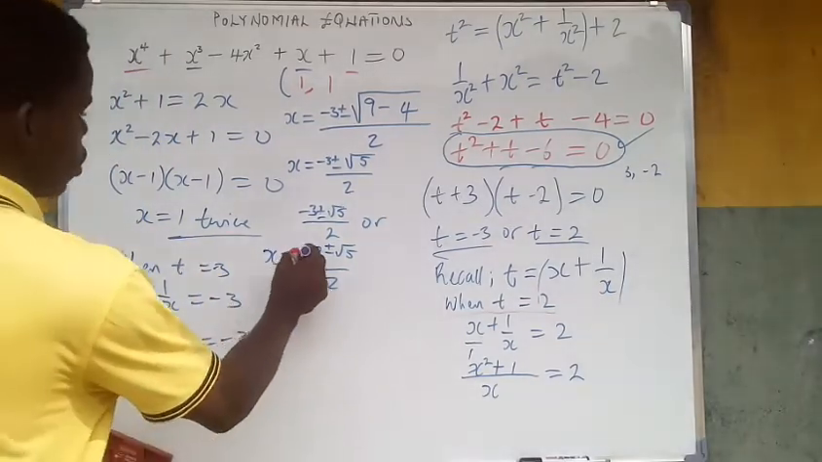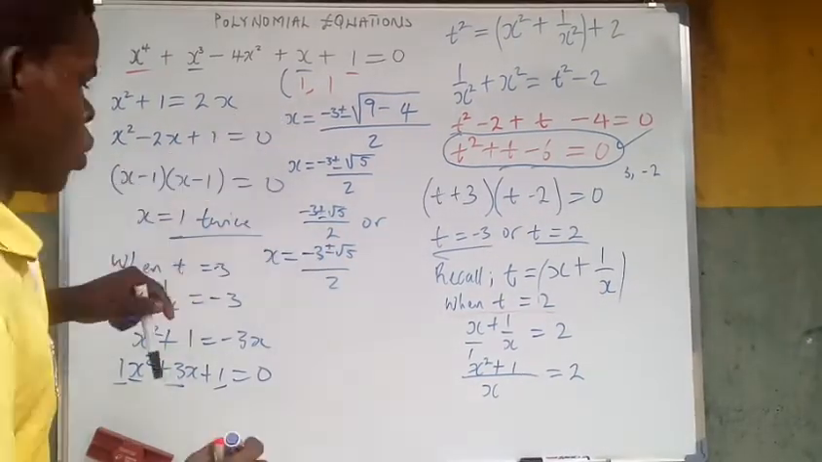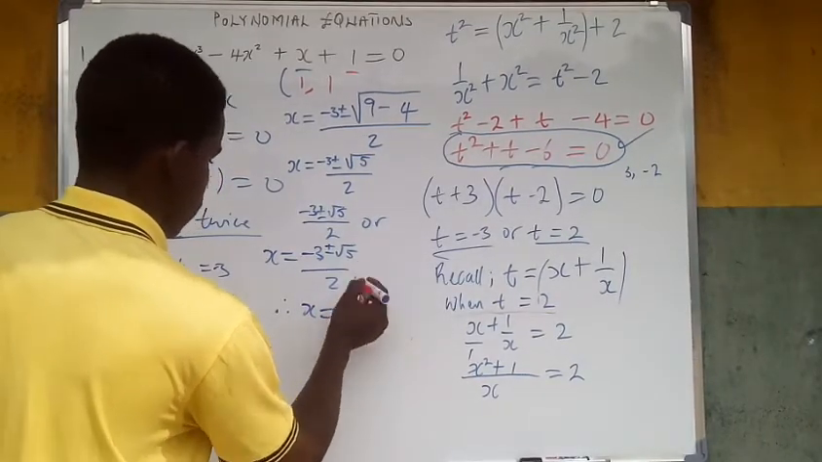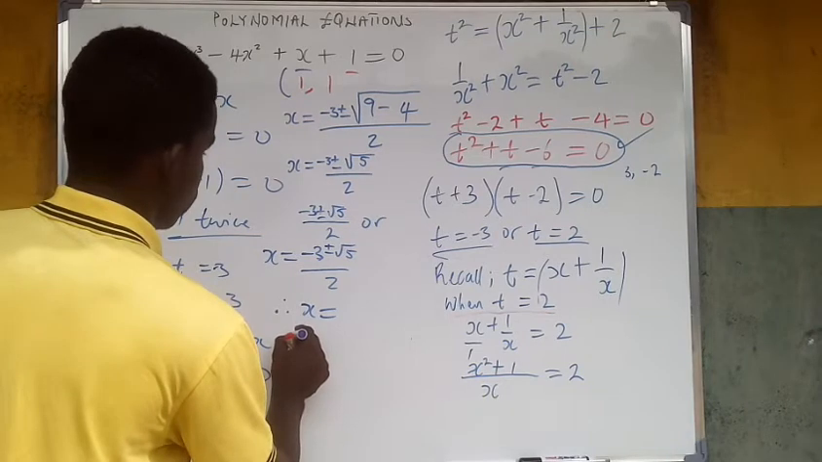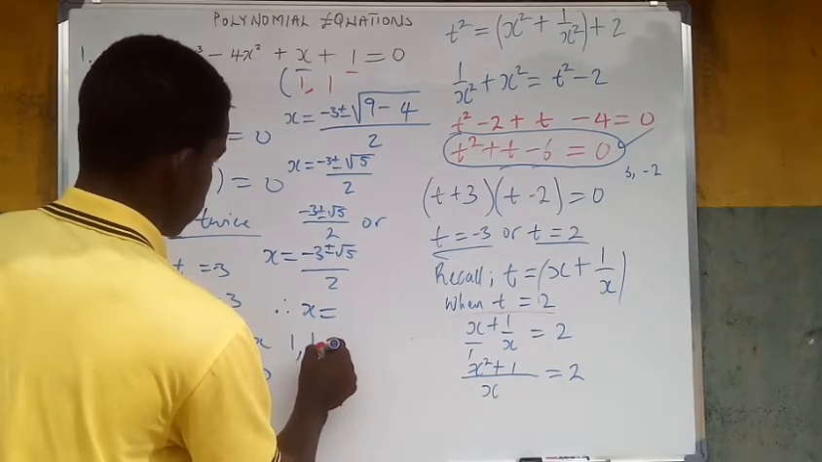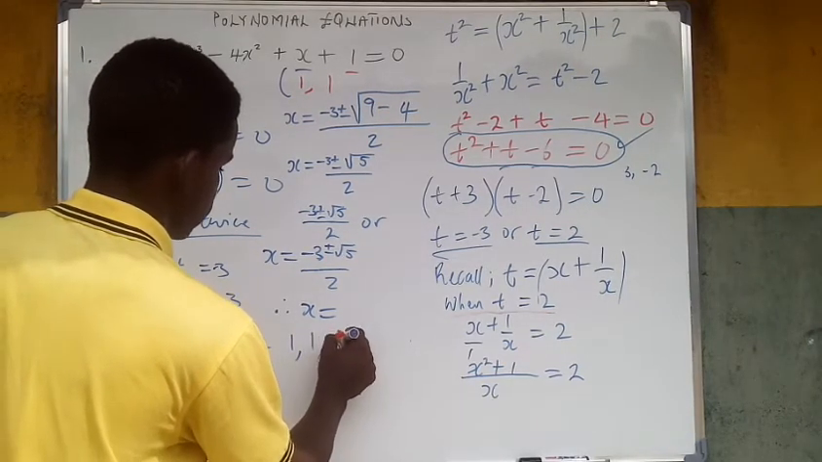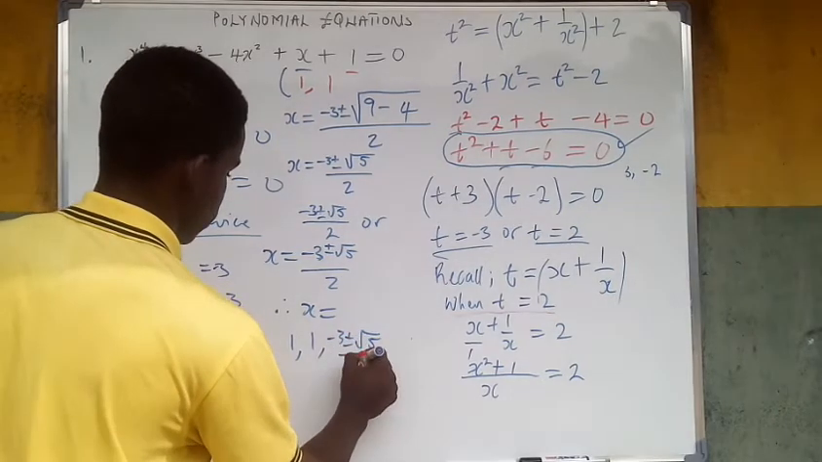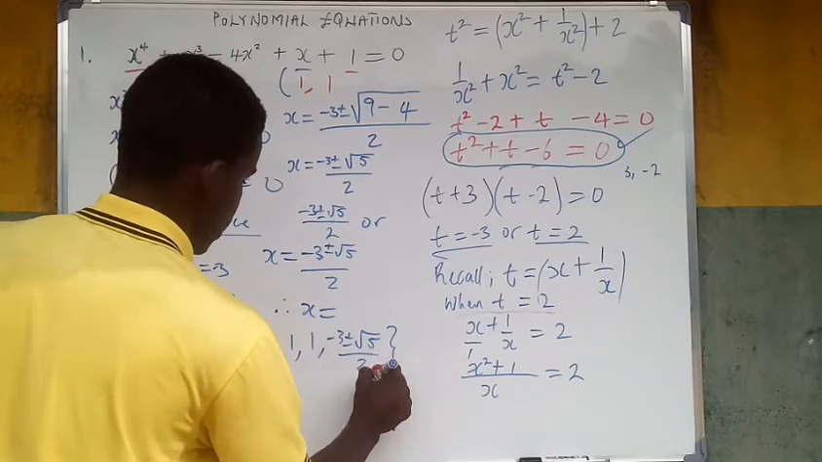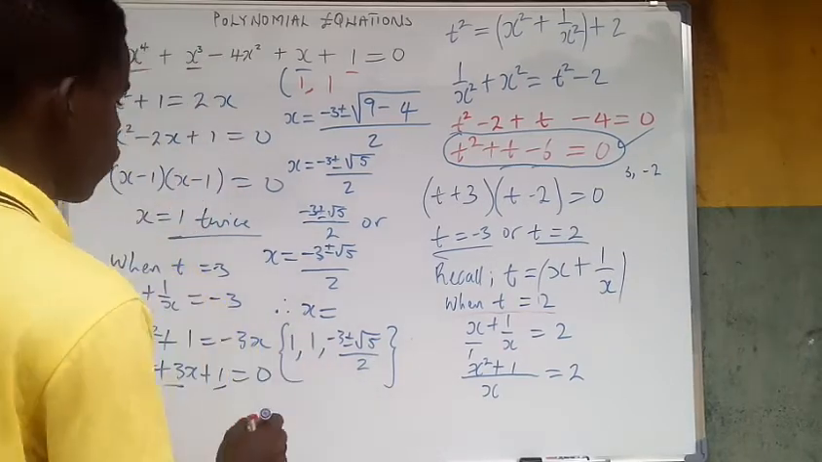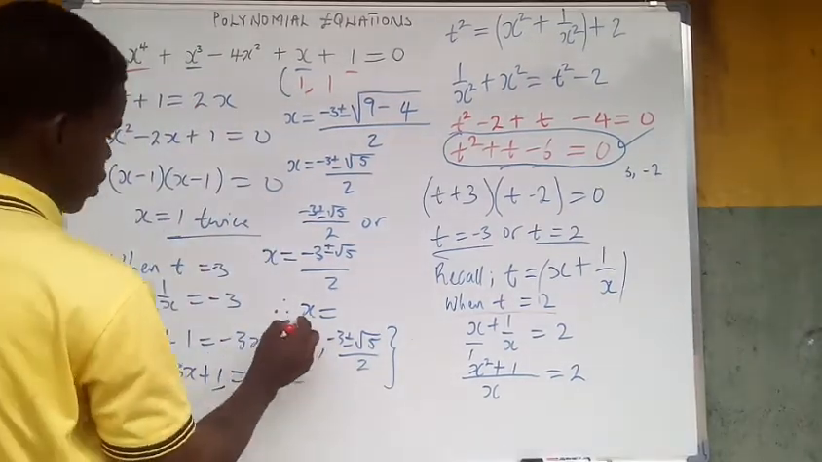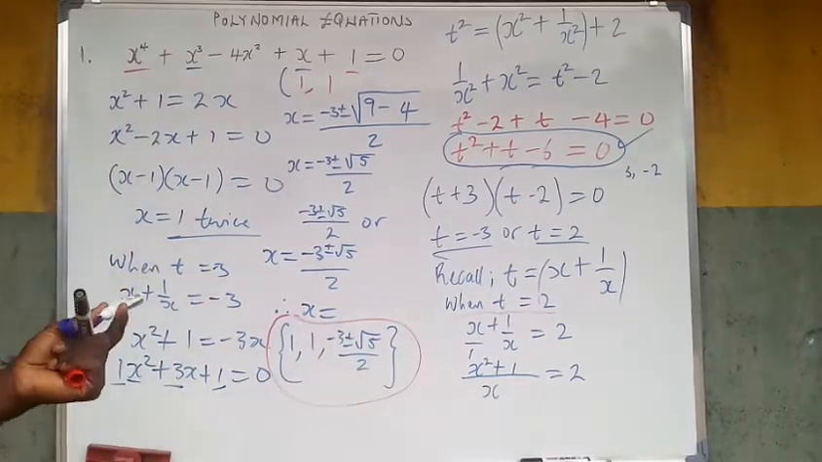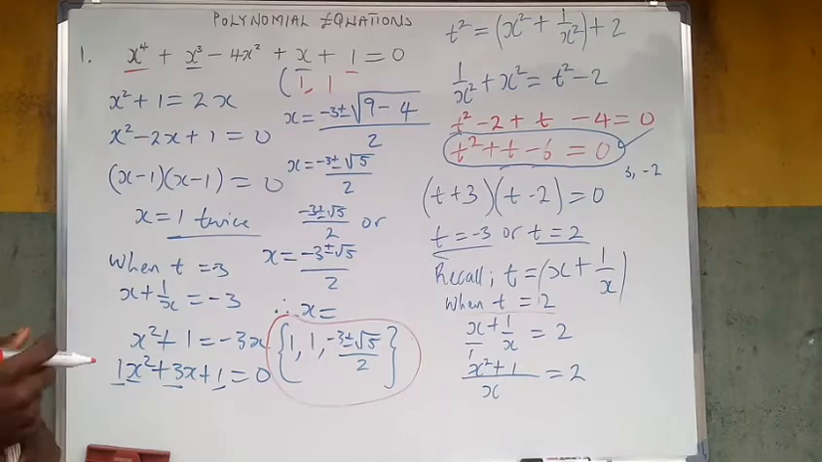Okay. So therefore, x is equal to 1, 1, negative 3 plus or minus the square root of 5 over 2. These are the values of x for which this equation is satisfied. Hope that's clear enough. All right.